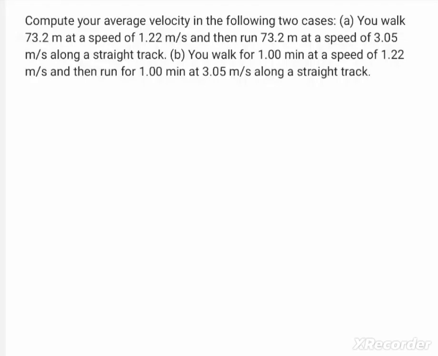This question is asking you to compute the average velocity in the following two cases. The first one is that you walk 73.2 meters at a speed of 1.22 meters per second and then run 73.2 meters at a speed of 3.05 meters per second along a straight track. So let's try part A first.